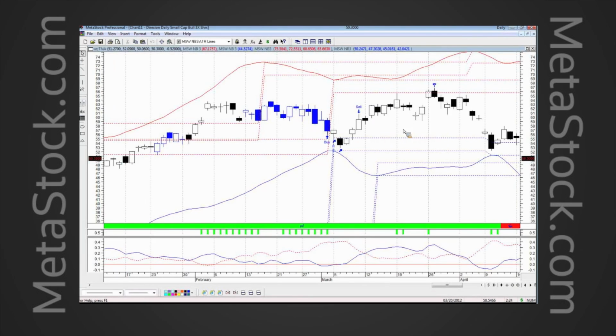And also there's one other. It's called the 1-2-3 system. I don't have really time to get into that today, but it's also in that document. Okay, and you can scan for 1-2-3 setups.